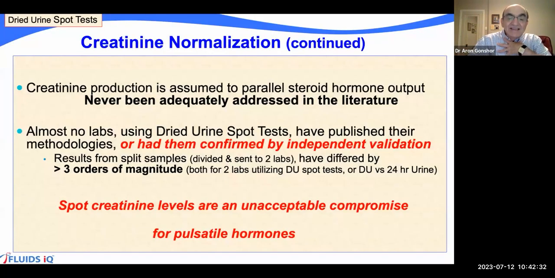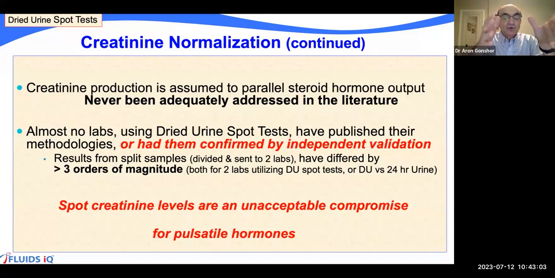So creatinine production is assumed to parallel steroid hormone output. It's never been adequately addressed in the literature. And I defy anyone to show me a bunch of studies because they don't exist. So almost no labs that are using dried urine spot test have published their methodologies, or more importantly, ladies and gentlemen, have had them confirmed by independent validation.